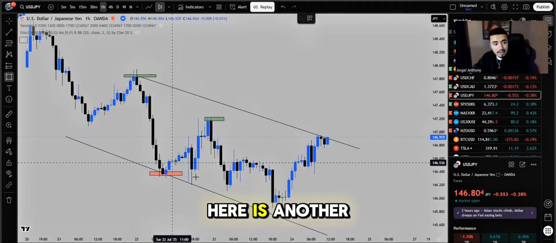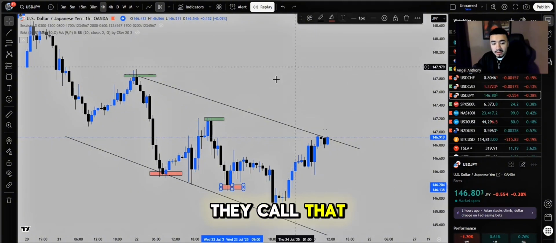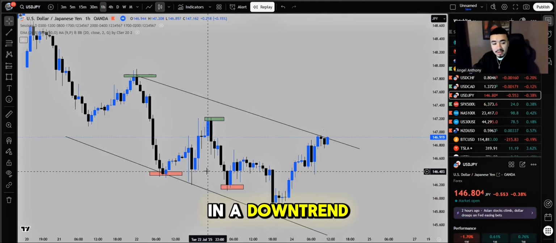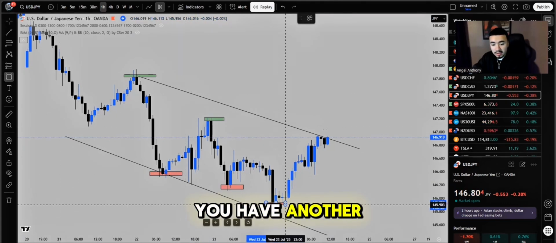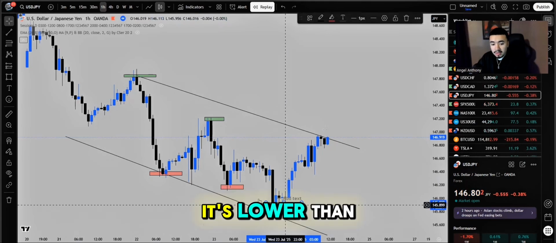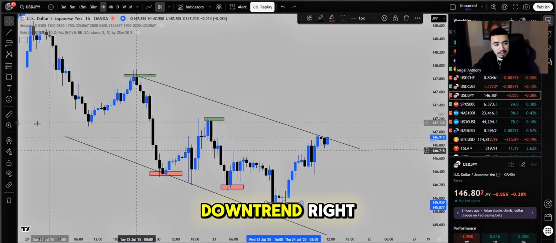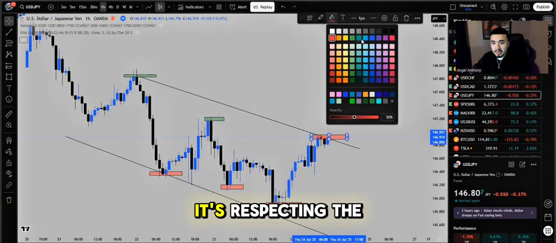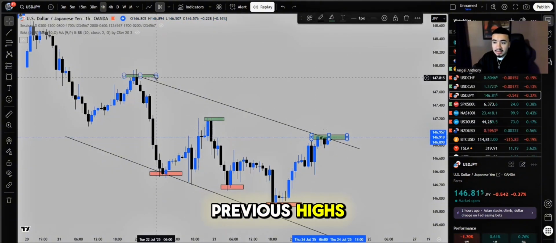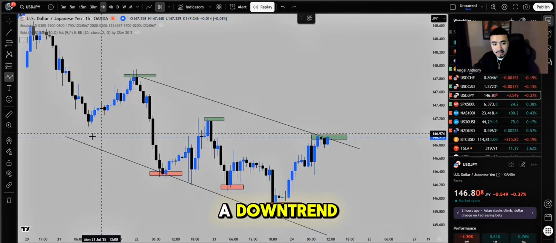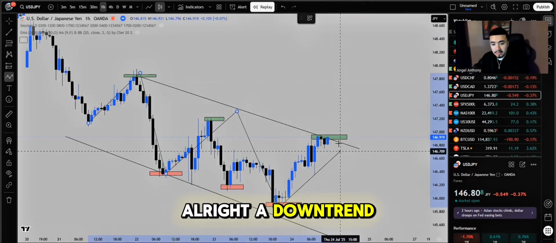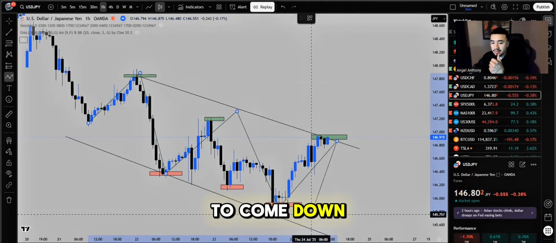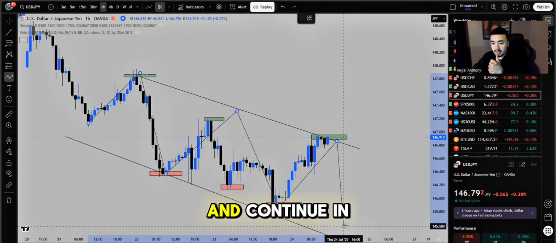So here is another low. They call that a lower low because it's lower than the previous low. So it's still in a downtrend. You have another lower low. It's lower than the previous lows, downtrend, right? And then your lower high, where it's respecting the previous highs. So it's in a downtrend, right? A downtrend. So for it to continue in trend, it has to come down, break this low, and continue in this range.